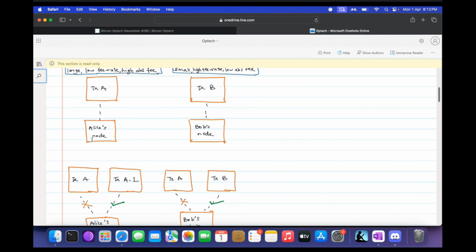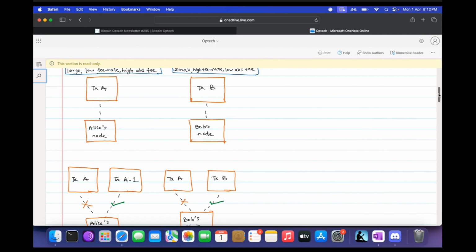Because once Alice receives transaction A, she is going to further propagate it, right? Her node is further going to propagate this transaction, and Bob's node is further going to propagate transaction B. So all the nodes that propagate transaction A, if B gets mined, then that propagation is of absolutely no use. That bandwidth gets wasted. And if A gets mined, then the propagation of B gets wasted.